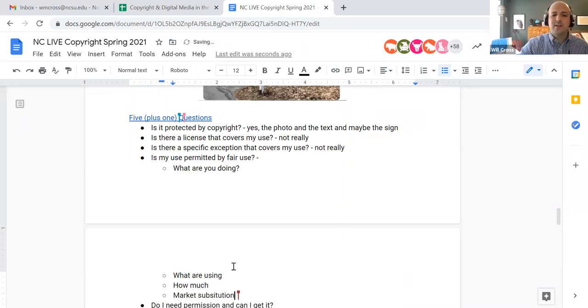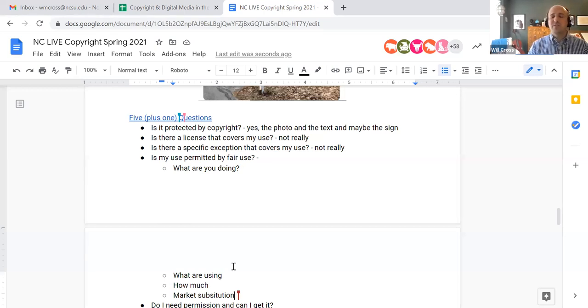The last question, the last factor that courts ask us to consider, is whether your work is a market substitution for the original. If somebody's out there trying to sell something and you're standing right beside them giving that something away for free, it's hard to claim fair use because they're trying to sell it in the world already, right?